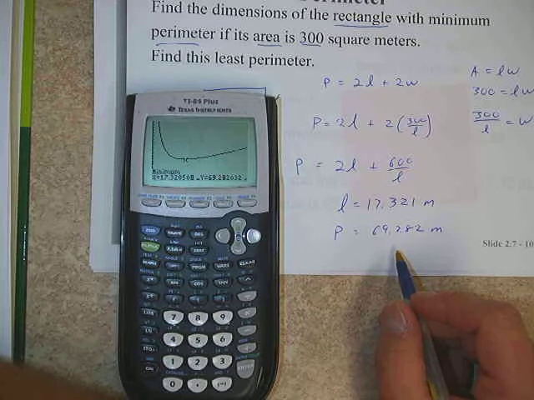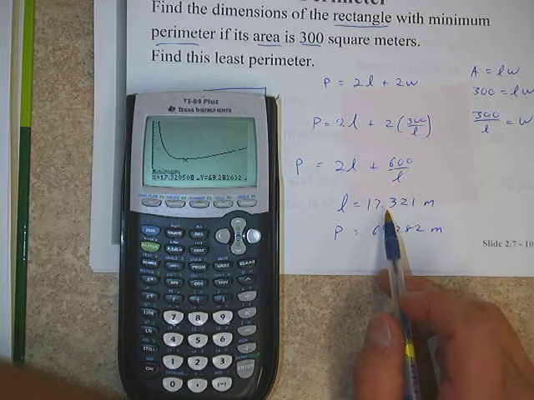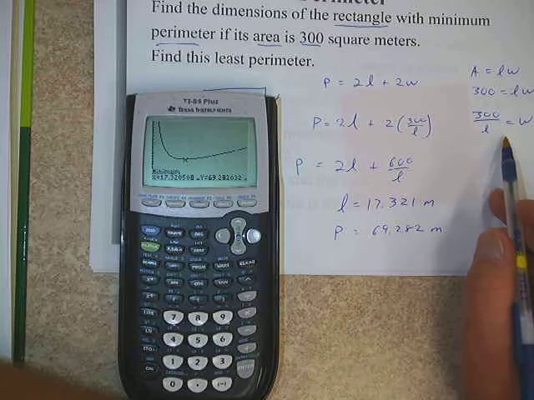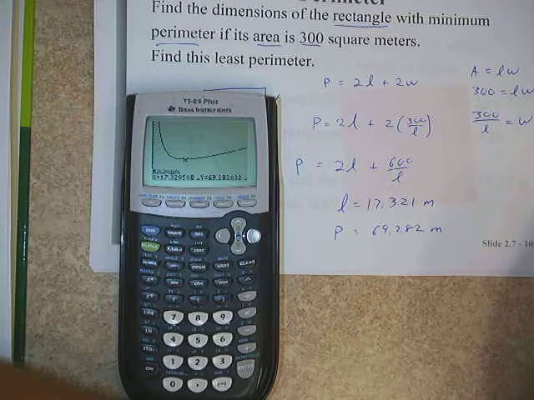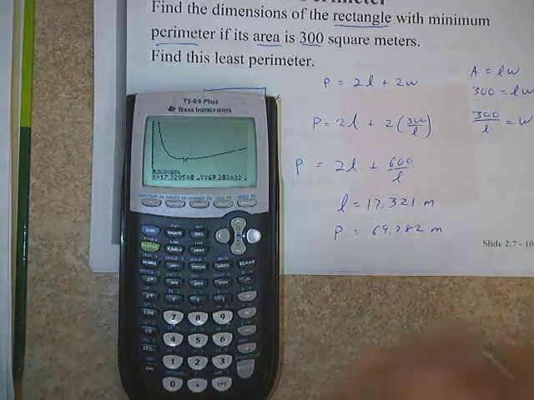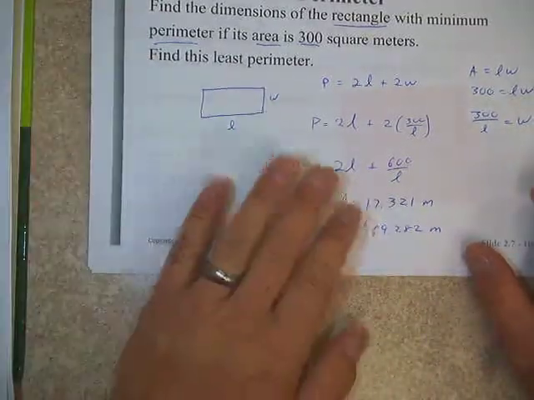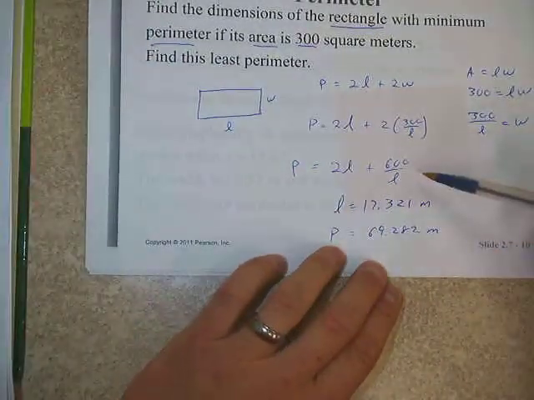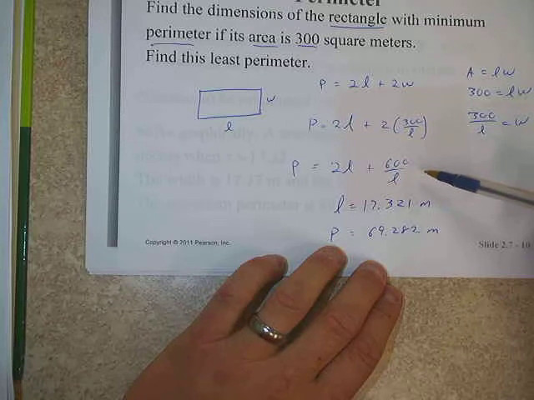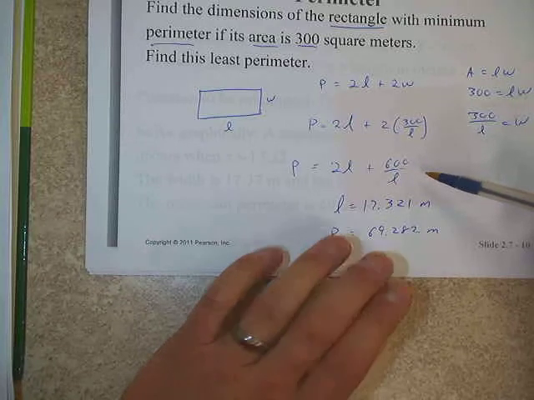And in this particular case, they just said find the least perimeter, so this P value right here would be our answer. In some cases, they could ask us for the dimensions. If they wanted the dimensions, we have the length. If we needed the width, we could put the length into our width equation over here and find that as well, if necessary. But ultimately, that would do it.